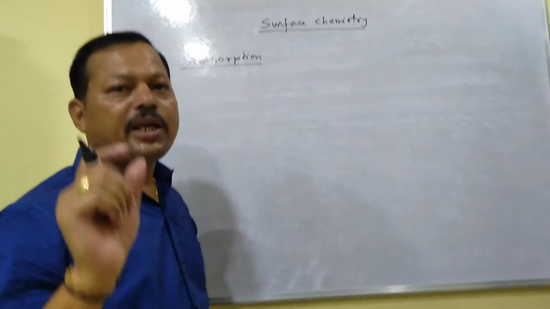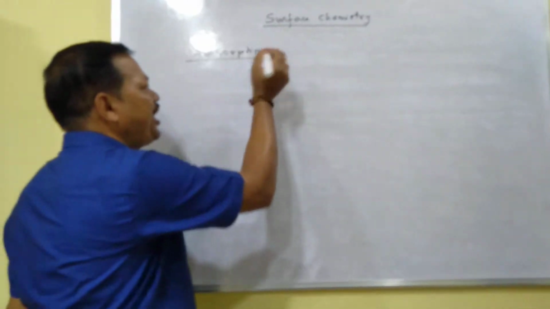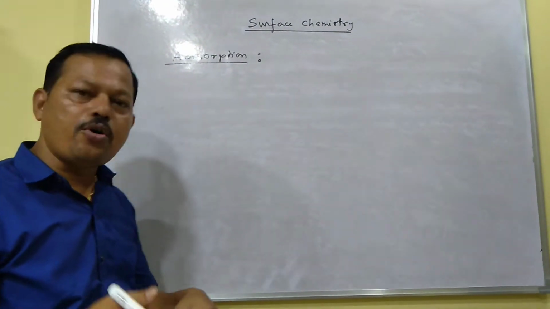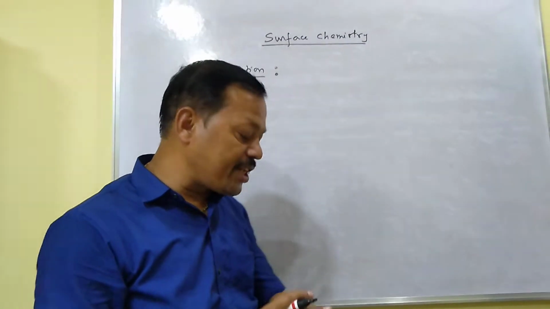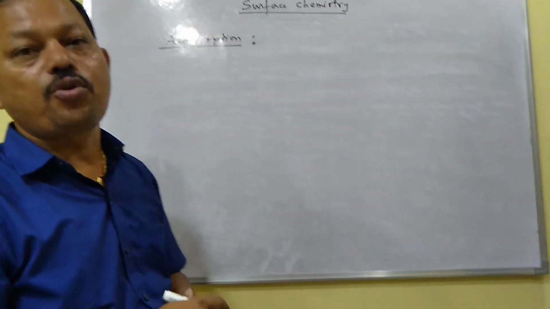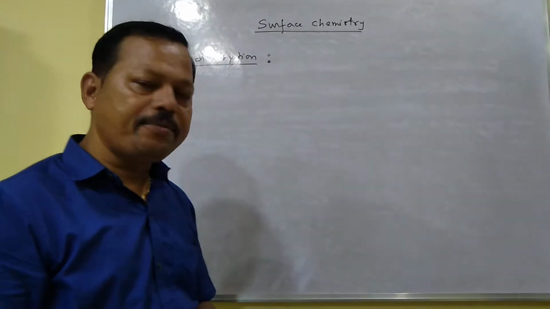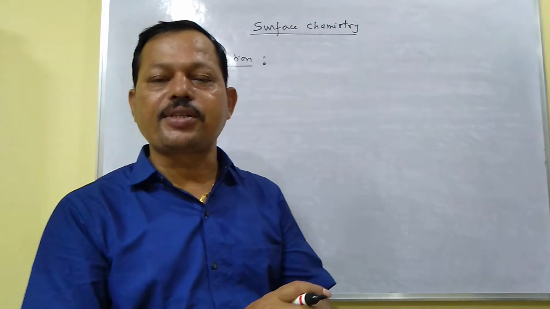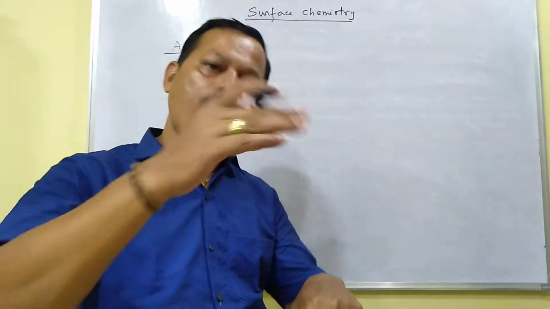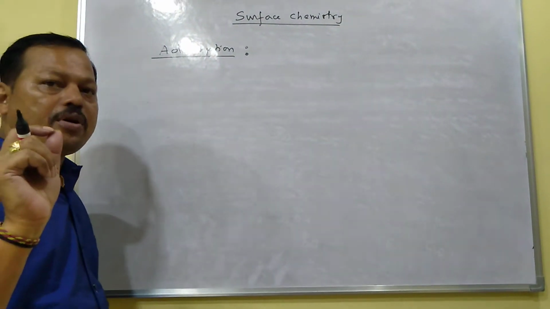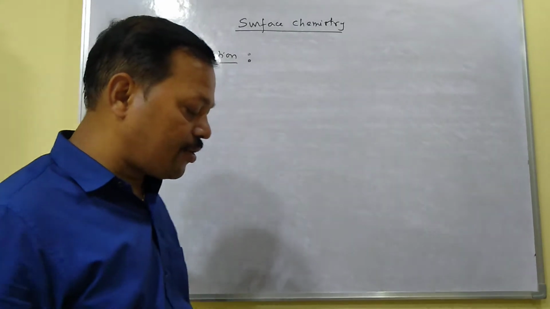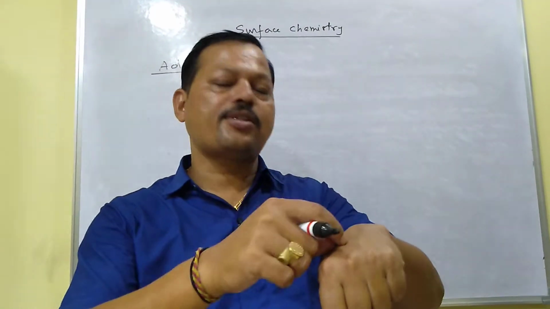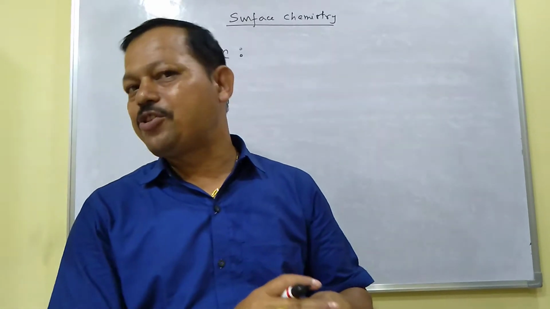Now, what is adsorption? Adsorption is the phenomenon of attracting or retaining molecules at the surface of a liquid or a solid, resulting in a higher concentration of the molecules on the surface. Have you got it? For example, if some dust particles get attached to your skin, it is said to be adsorption.